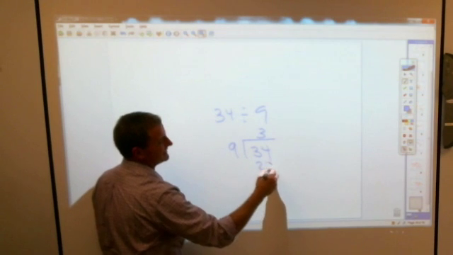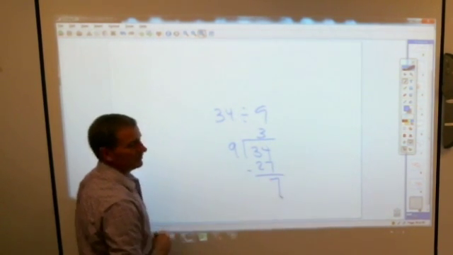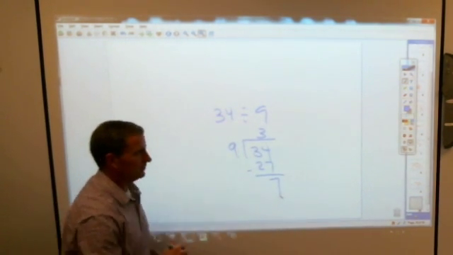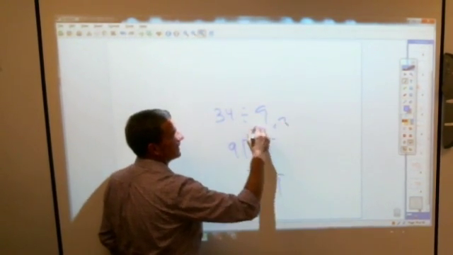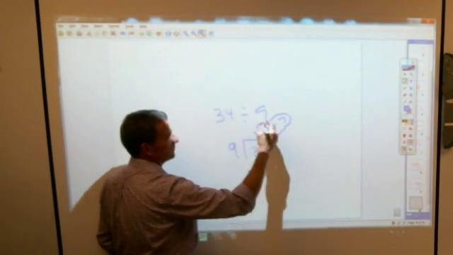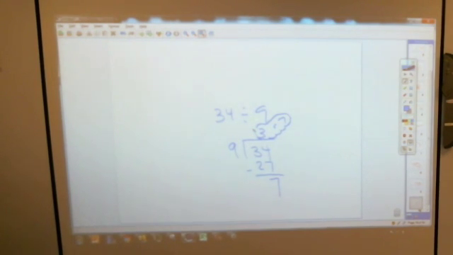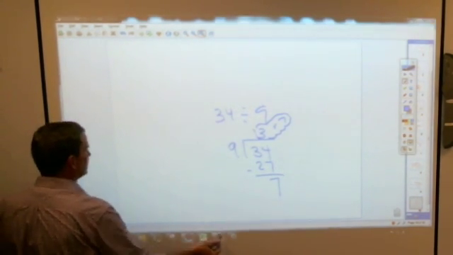3 times 9 is 27. I subtract, I get 7. Can I have 7 left over there? Is 7 smaller than the 9? Yes, so it's going to be 3 remainder 7. As long as your remainder is smaller than the divisor, you're okay. If it's bigger, then you're going to have to go again. Any questions or problems with that? All it takes is a little bit of thinking and common sense. Things you can and can't have.